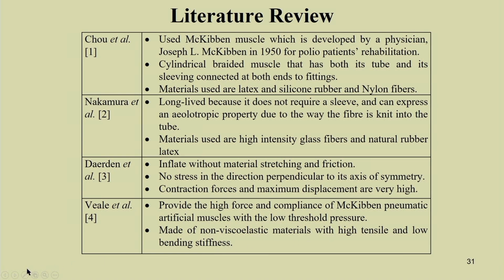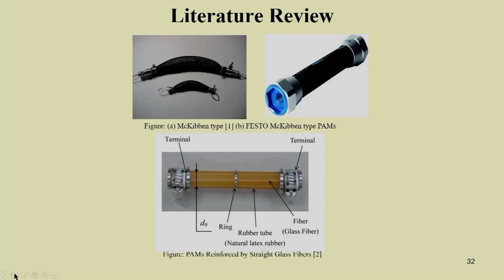So, there is a lot of literature available. At the end I will show a reference list, from which you can know what papers are available in this field. Some of the papers have been written here. This is the McKibben type of muscle, and you can see a photograph of the McKibben type. This is the Festo McKibben type of PAM. PAM is a pneumatic artificial muscle, or pneumatically actuated muscle also.